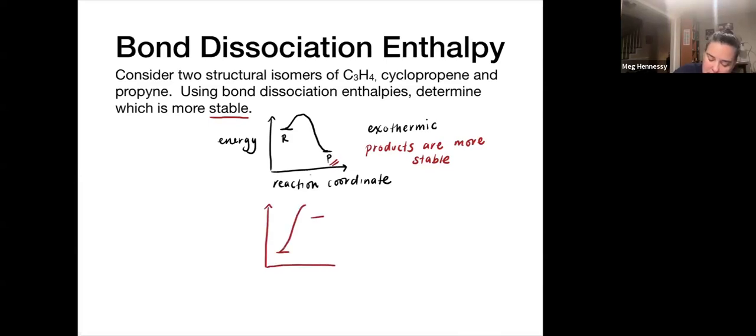So if it was endothermic, it would look like this. We would have to take energy in from the surroundings and give it to the chemical system to make the products higher in energy or less stable than the reactants. And so if I could do this problem, what that would mean is the sign of the enthalpy change would give me the answer to the question.